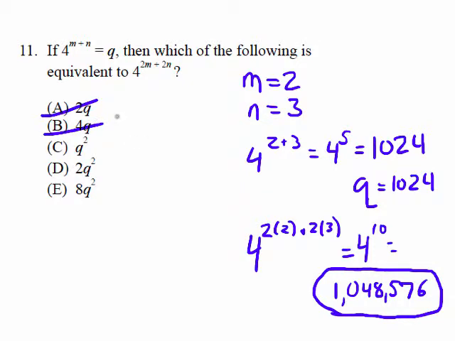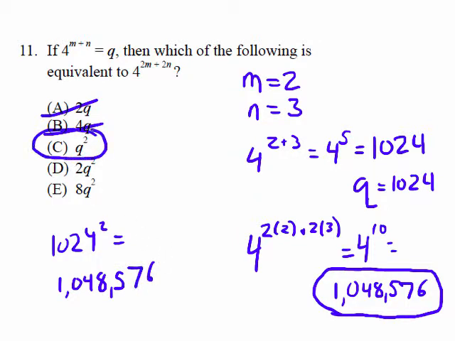So 1024 squared in the calculator is, lo and behold, 1,048,576. C is our answer. Now, generally speaking, when you plug in, you want to check every answer choice, but because we know q squared works, we also can tell without really checking that 2q squared and 8q squared are not going to work. Answer is C. Alright, so there's the plug-in.